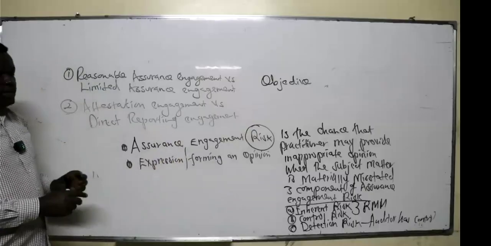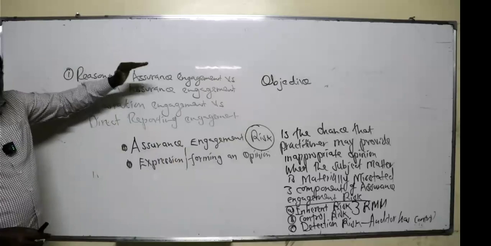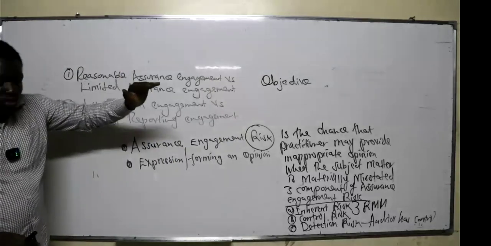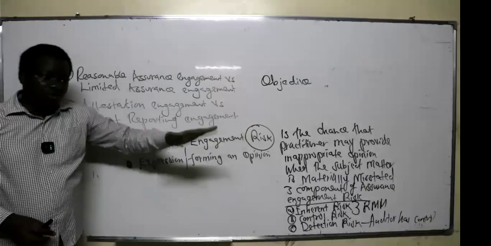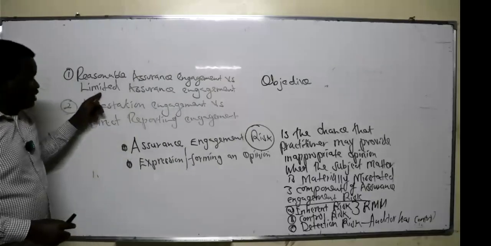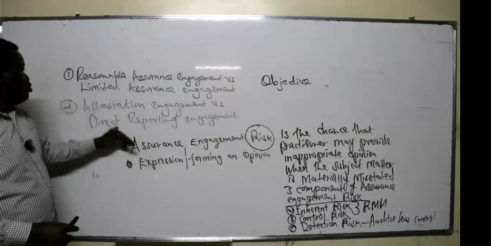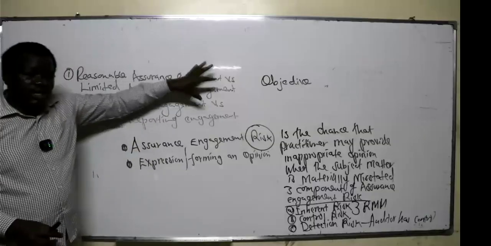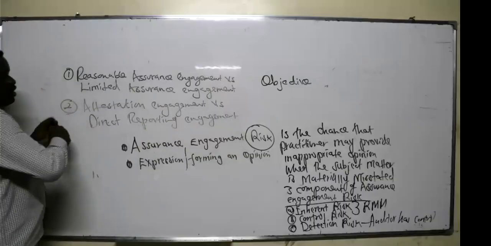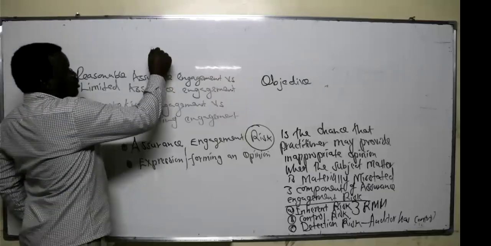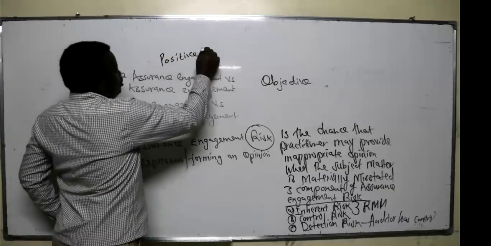But there are slight differences. When it comes to the risk, the acceptable assurance engagement risk under reasonable assurance is very low, while under limited assurance engagement it is normally higher as compared to reasonable assurance engagement. Then in terms of the opinion, on the reasonable assurance engagement, the practitioner provides what we call a positive opinion.